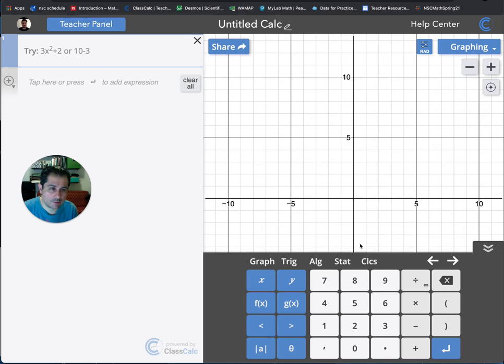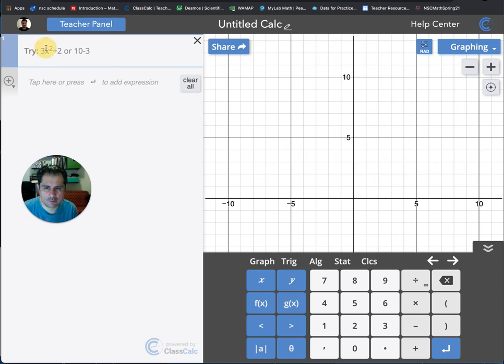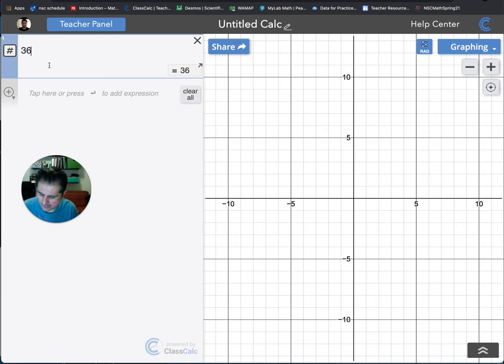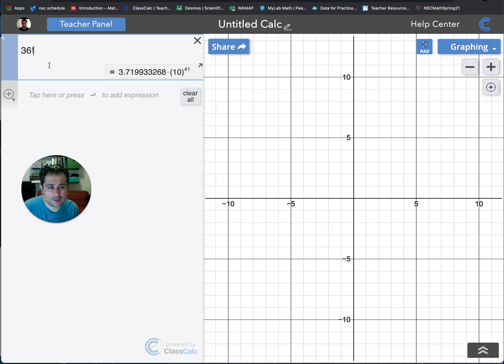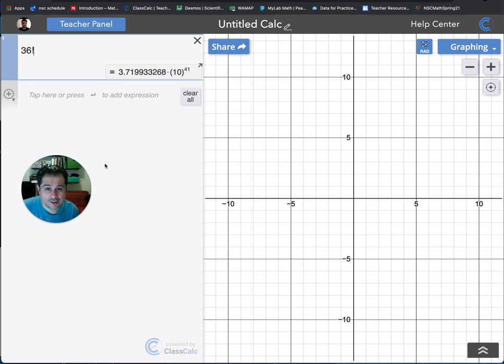So if I'm on this window, I click on the stat button and the factorial is right there. I can type the question that I wanted to find before, which was 36 factorial. I wonder if I can just type the exclamation mark, and I can. So you don't have to dig to find the exclamation mark. You can just type 36 factorial right there. This is a big number, right?